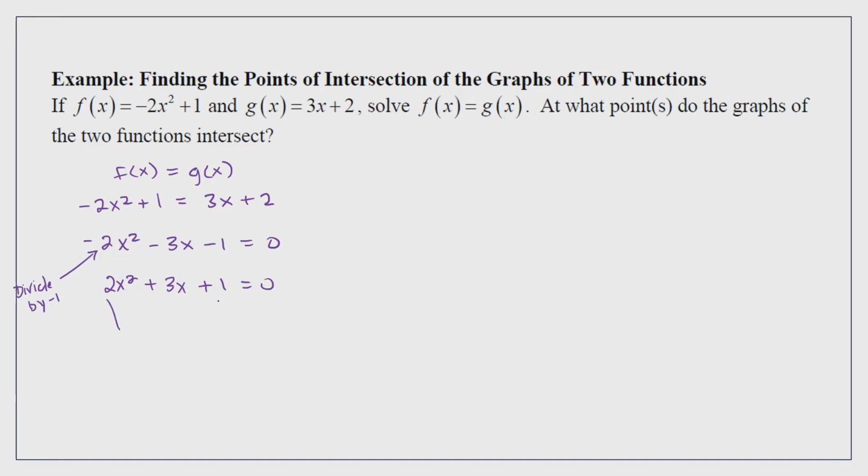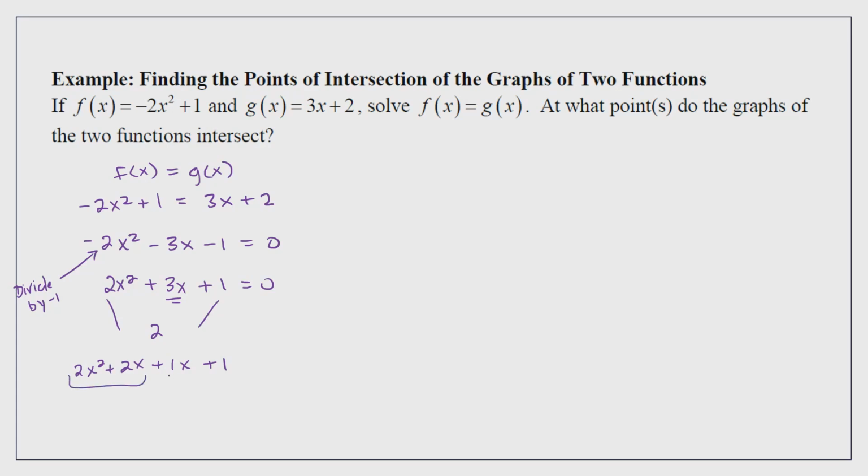Now I can take the leading term and the constant, and that gets me 2 when I multiply together. So I need two numbers that multiply to get me 2, but add to get me 3. And that's going to be 2 and 1. So I can now rewrite 3x as 2x plus 1x. Bring down my other two terms.